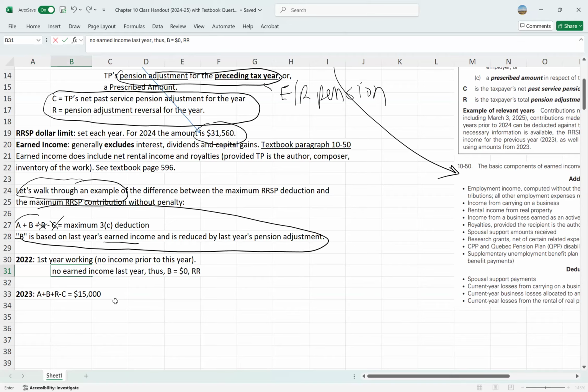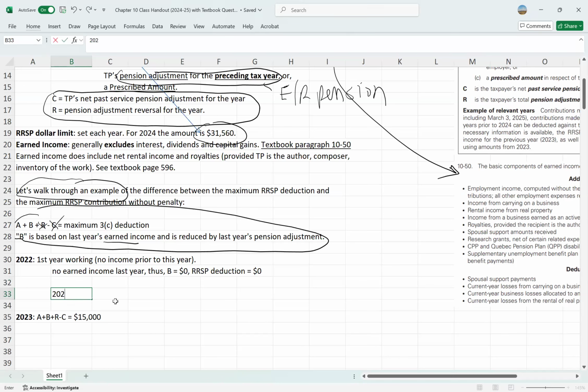So the RRSP deduction will equal 0 as well. And once again, if you had no earned income and no income in prior years, there would be no A amount that carries over either. So if this is the first year that you're ever working, 2022, with no income in any of the previous years, you would have had no earned income last year. So your RRSP deduction is zero.